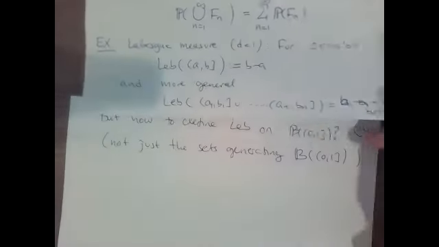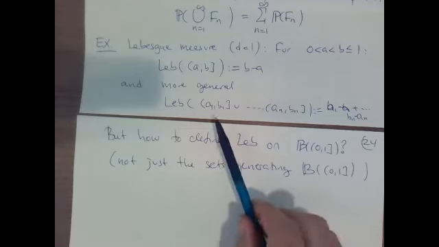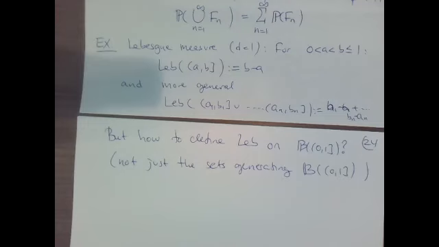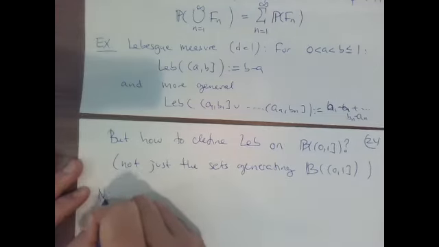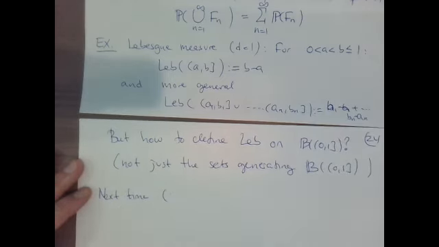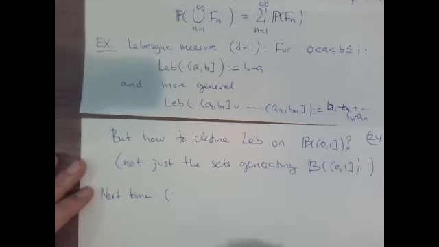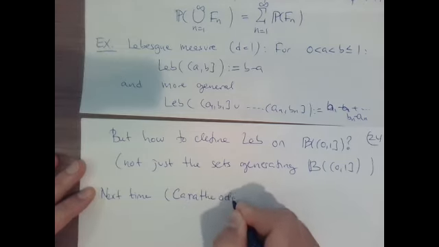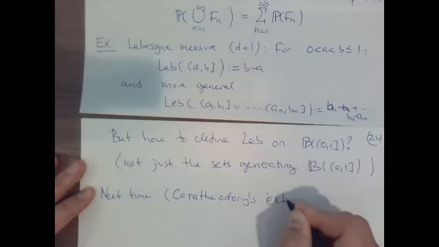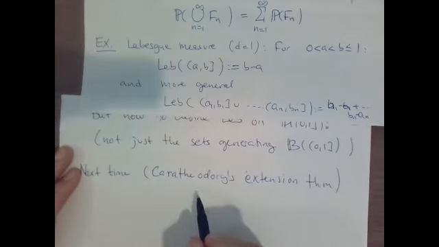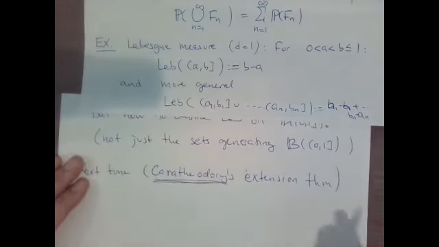But how do we measure not just these half-open intervals? Because as we just saw, there are a lot more general sets inside this sigma algebra, not just these half-open intervals. So we'll talk about this next time. This is called the Carathéodory extension theorem. If you want to prep a little bit, try to look up the Carathéodory theorem.